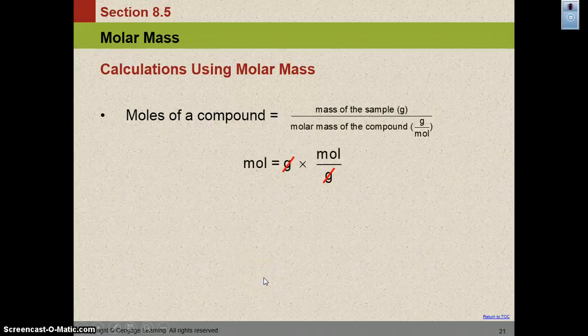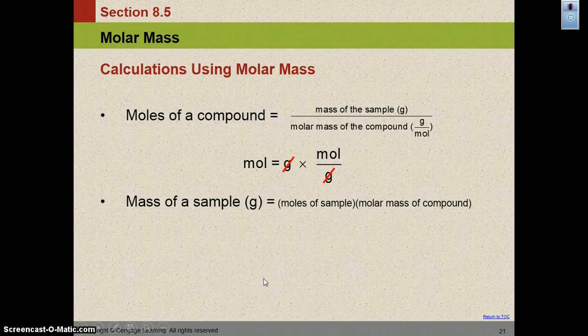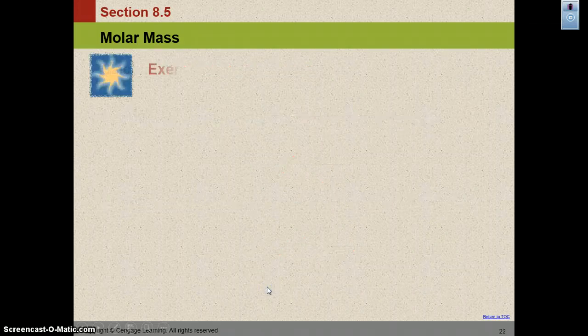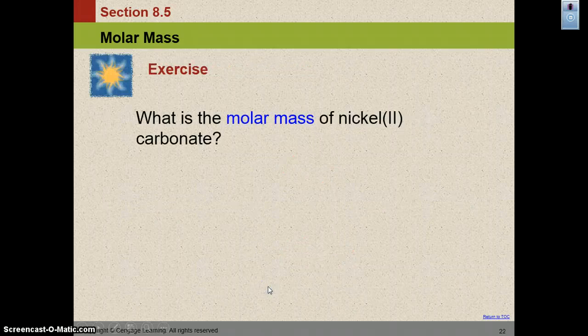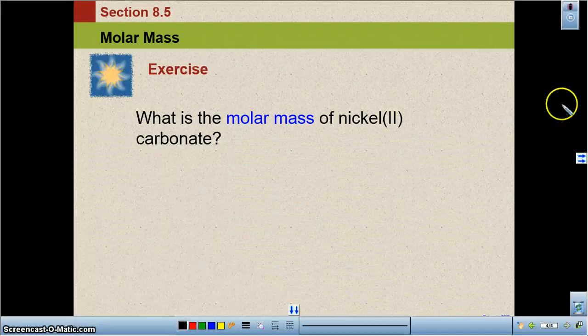So we need to focus on how to do calculations using the molar mass. Remember that you have to be able to cancel your units, and this is the way the book shows you how to do it. Let's take a look at one of the examples here. Okay, so it wants to know what the molar mass of nickel 2 carbonate is.